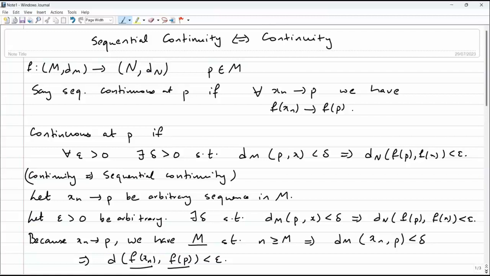So we have continuity implies sequential continuity. I am going to copy the definition of continuity and sequential continuity for the other direction.